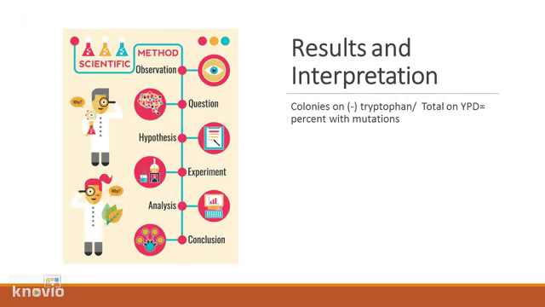So what this sentence says in results and interpretation just means that you would count the colonies present on a plate that lacks tryptophan. You divide that by the total colonies on a YPD plate. That gives you the percent of colonies that grew with mutation. So you have two plates.